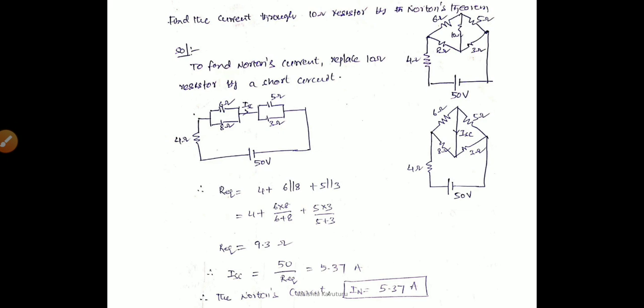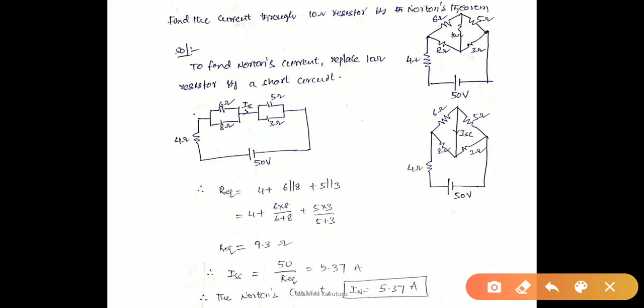First problem is find the current through the 10 ohm resistor by Norton's theorem. From the given figure, it is a bridge circuit and he asked to find the current in the 10 ohm resistor. So we have to treat the 10 ohm resistor as a load resistance, and according to Norton's theorem, to find Norton's current, we have to remove this load resistance by a short circuit, and redraw the circuit as shown in this figure. And again, the simplified circuit is shown in the figure.